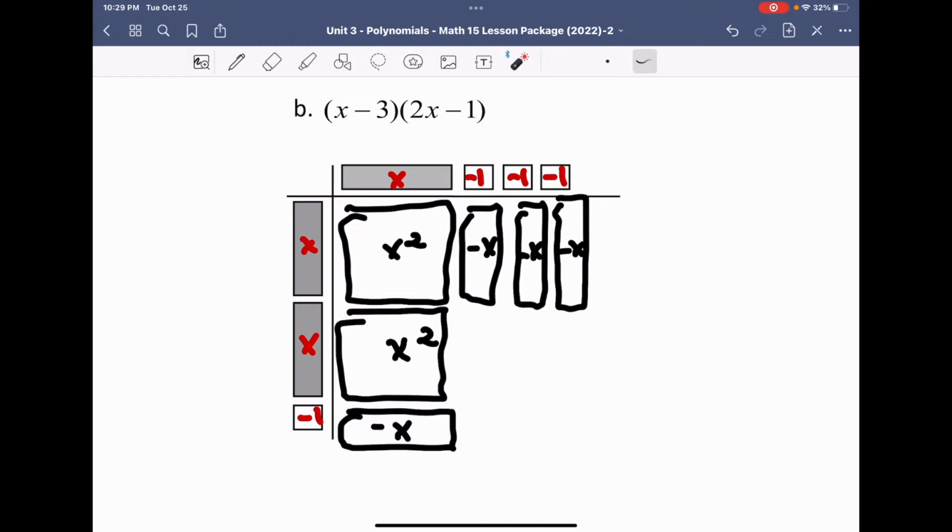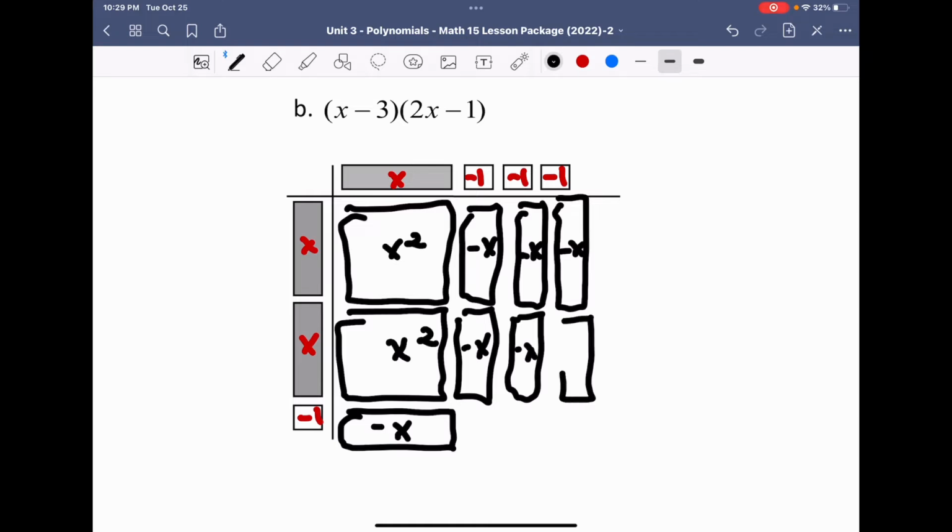And we repeat the same thing for the x below. We're going to multiply it to all three of these ones. This is going to become a negative x with another negative x and one more negative x. Finally, I'm going to take my negative 1 and multiply it to all three of these negative ones. And we know that anytime there's a negative 1 times a negative 1, it's going to be positive. So these should each be a plus 1.